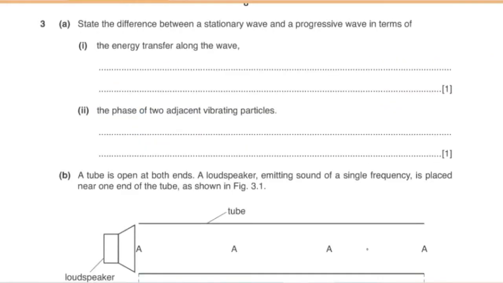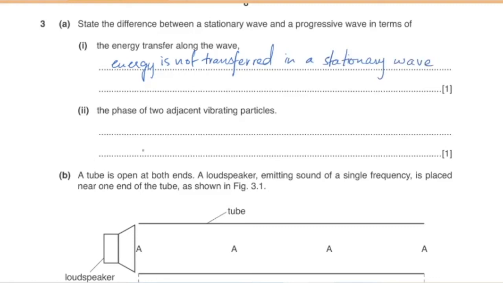Question number 3, part A, state the difference between a stationary wave and a progressive wave in terms of the energy transfer along the wave. So energy is not transferred along a stationary wave, while it is in a progressive wave.